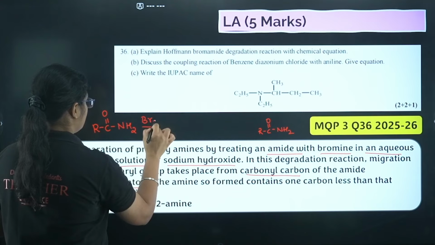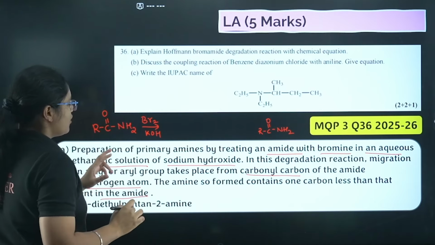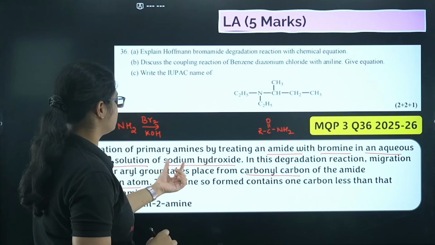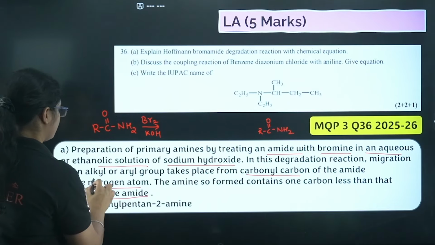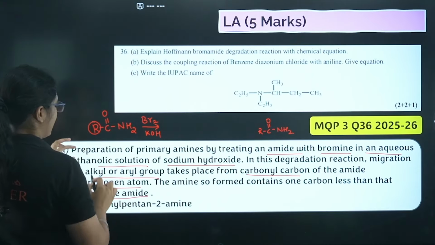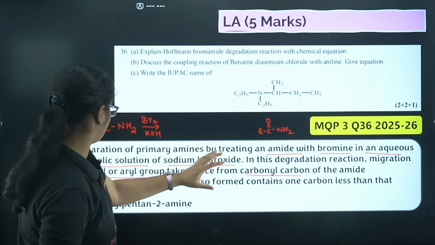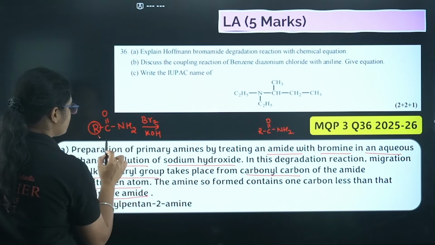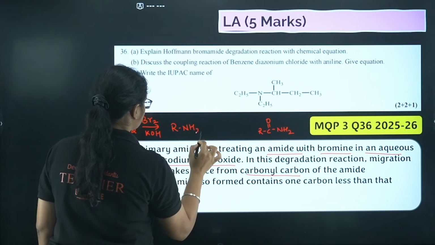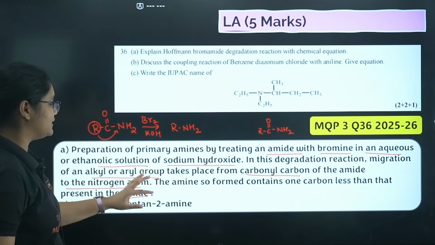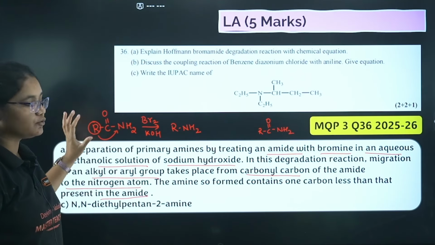If you have bromine in an aqueous or ethanolic solution of sodium hydroxide, in this degradation reaction, migration of an alkyl or aryl group takes place from the carbonyl carbon of the amide to the nitrogen atom, meaning this group migrates here. So what will I get here? RNH2. Now this amine which is produced contains one carbon less than that of the amide group, because the CO group is not there, right?